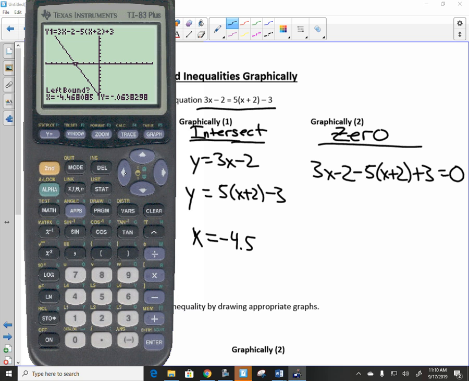I move to the 0, and what's the calculator asking me to do? Left bound. So I move to the left of that, or in this case, above the x-axis. I press enter. Now it asks me for the right bound. So I move to the right, or below the x-axis, and I press enter. I press enter on guess, and it locates x is equal to negative 4.5.